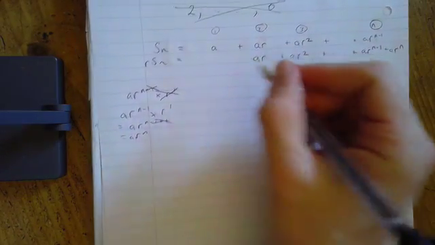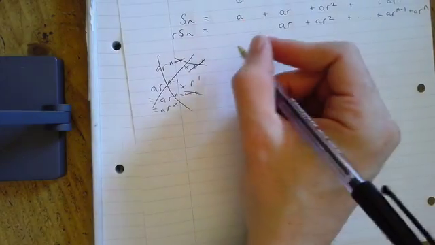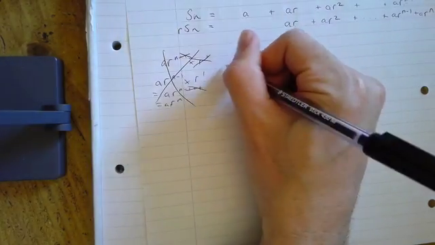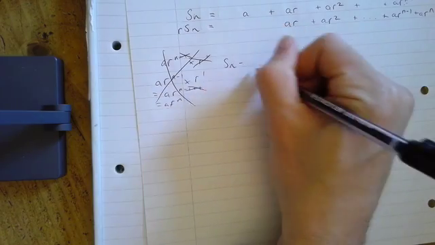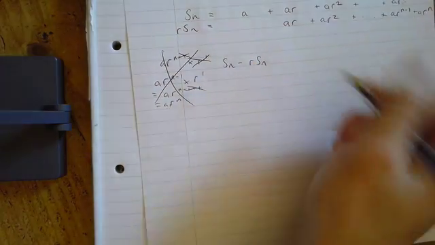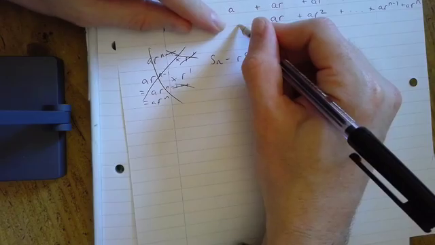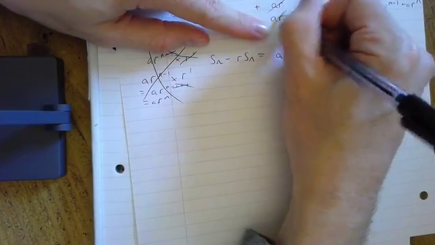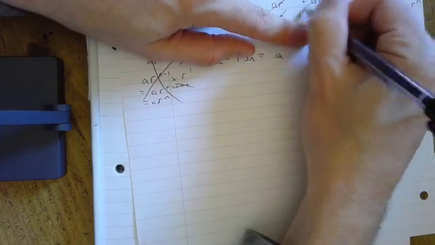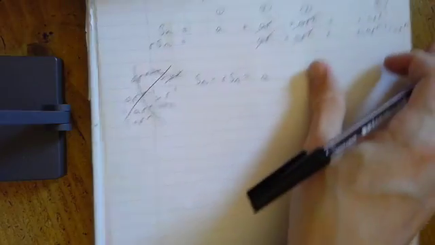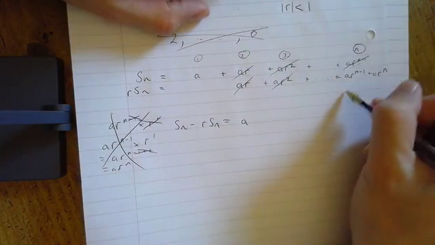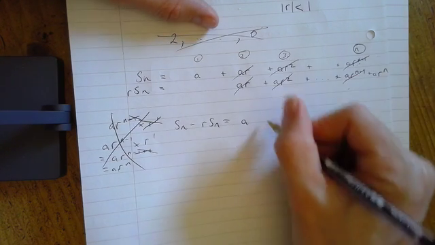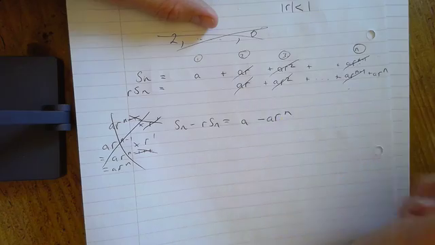Now what I do is that smart way of taking away. I'm going to take away this one from this one, so it's going to give me Sn minus r Sn. a take away, well, there's nothing there, so that remains. ar take away ar cancels. ar squared take away ar squared cancels. It's going to cancel the whole way along, but then I've got nothing here, and I want to take away ar to the n, so I need to take away ar to the n.